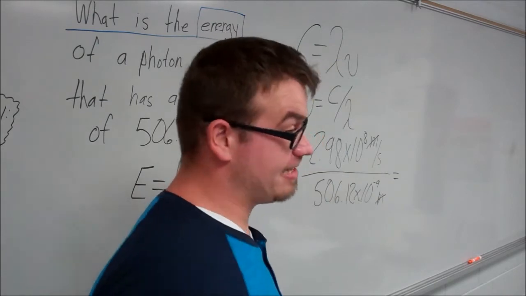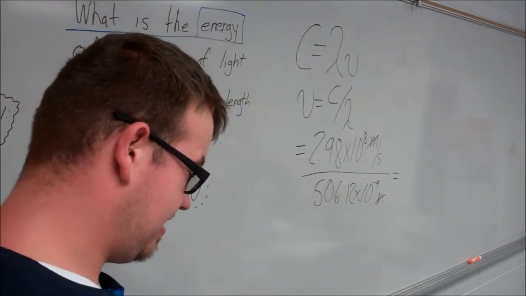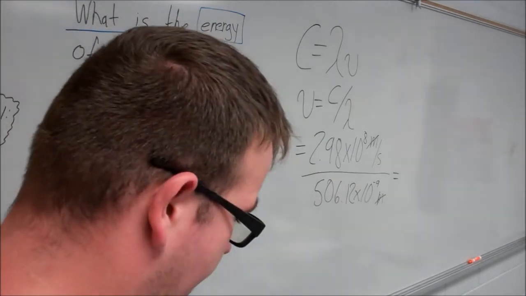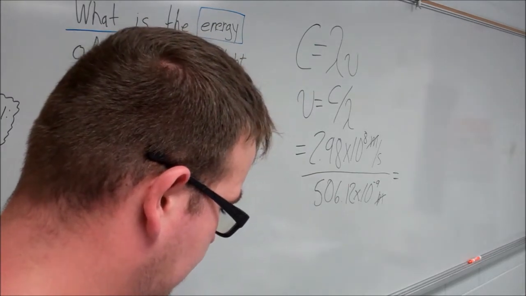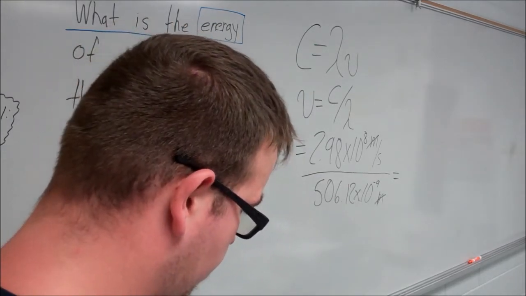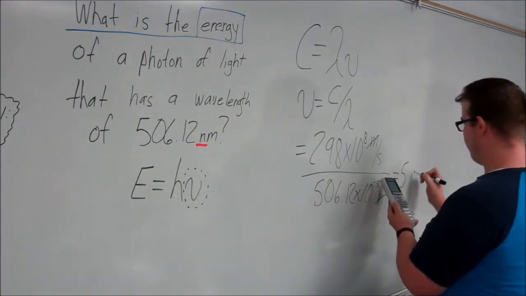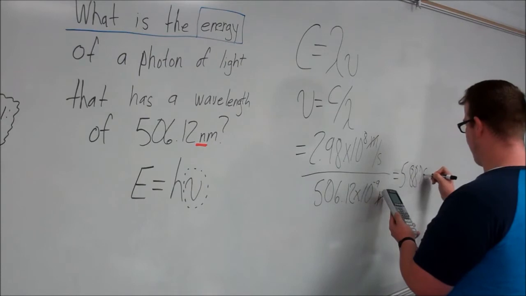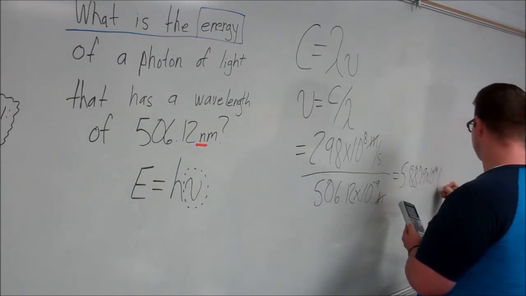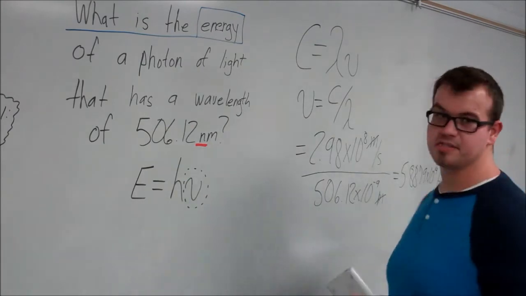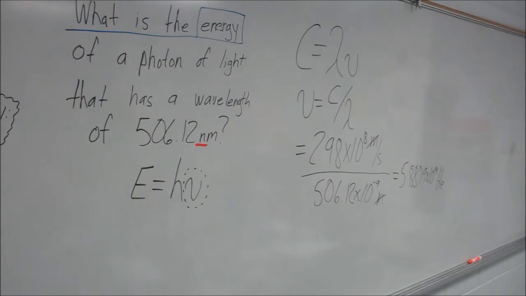I hope y'all are writing this down, because this is the only problem I'm working out. So divided by 506.12 E negative 9, and you find out that its frequency is 5.8879 times 10 to the 14th hertz. Any questions how I got there?